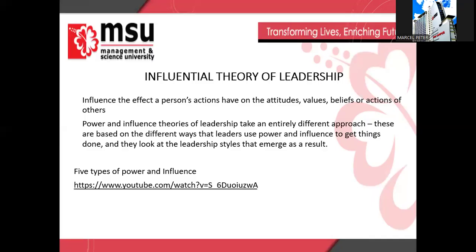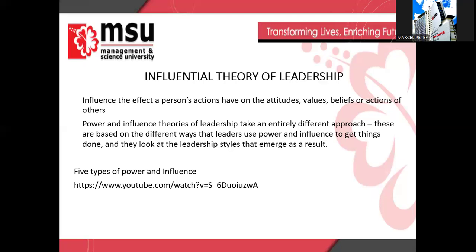And different leaders will use different types of power and influence. So this theory looks at how leaders influence others, how power is used responsibly, and what leadership style emerges from that influence. In simple terms, people follow leaders because of influence, not force. So, the summary for this particular slide is that influential theory believes that leadership is about influence. Power affects how people respond, and leadership style depends on how influence is used.